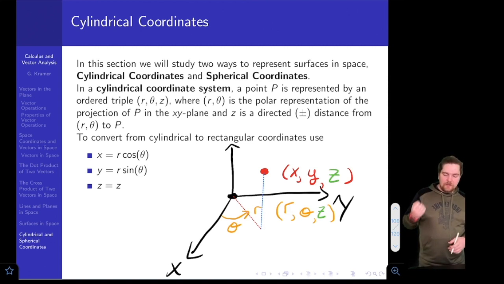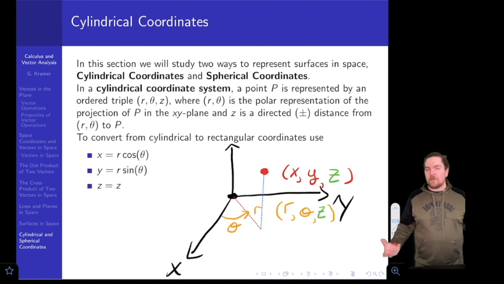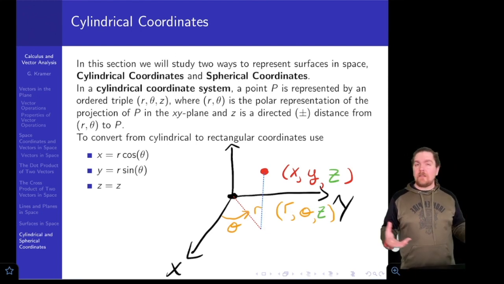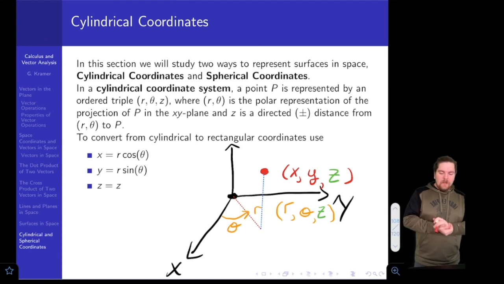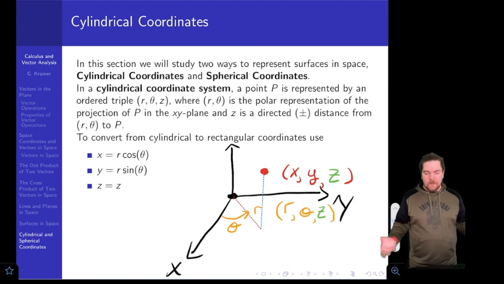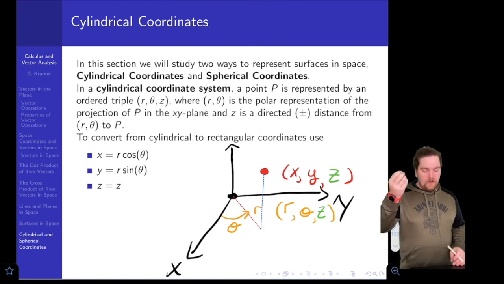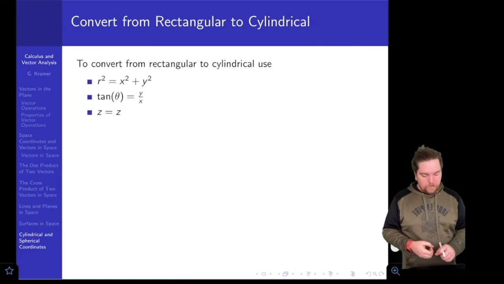Well, our x-coordinate is going to be r cosine of theta. That comes from simple right triangle trig. Our y value is just going to be r sine of theta, again coming from simple right triangle trig. And then the z value is just going to remain the z value. So it's fairly straightforward for us to convert from cylindrical to rectangular.